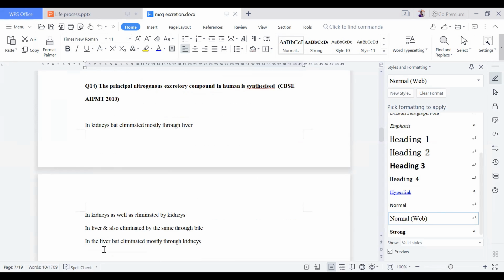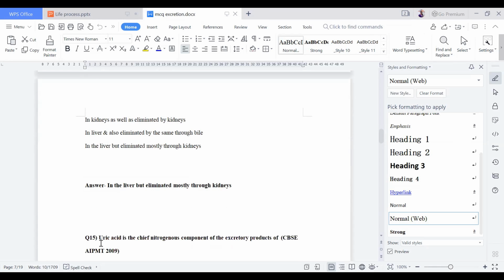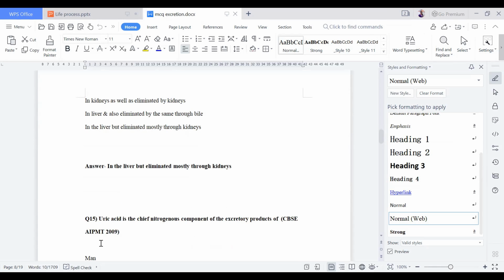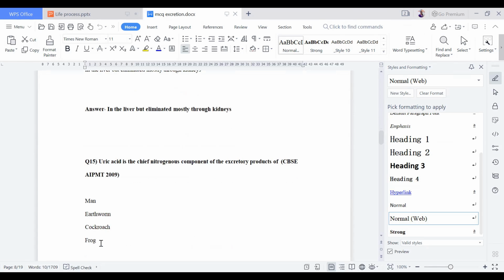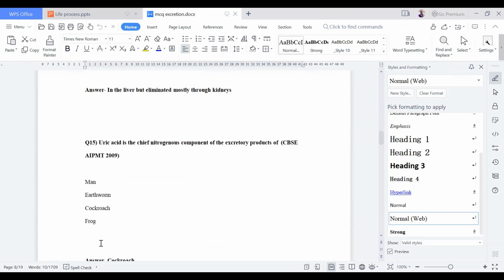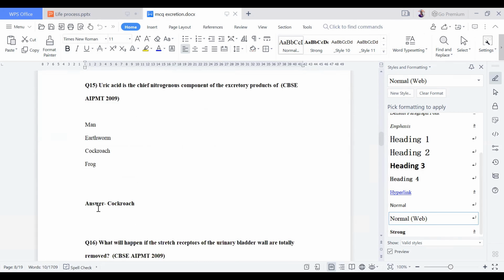Ma'am, D. Okay, option D. Right answer. Uric acid is the chief nitrogenous component of the excretory product of man, earthworm, cockroach, frog. The right answer is cockroach, insect, birds, insects. When you see the excreta of a cockroach, it will be dry and quite hard. That is the indication of uric acid.